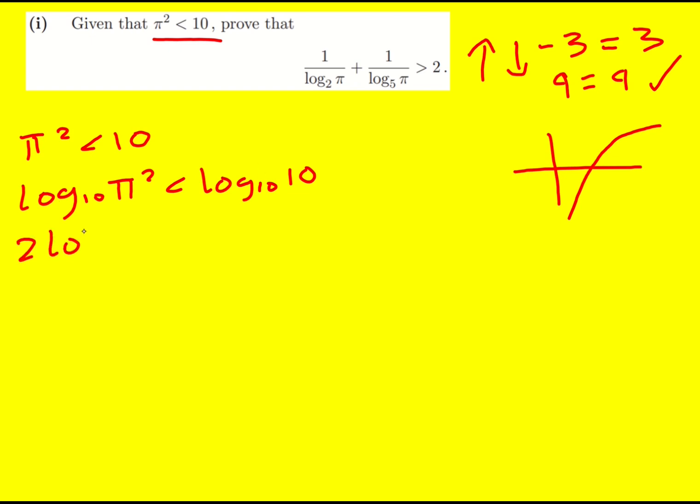That means that 2 log to base 10 of pi is going to be less than 1. Okay, now this is the bit I didn't think to do. Actually, we could look at the left-hand side just in isolation and see if we can combine it to something that looks a bit like this.